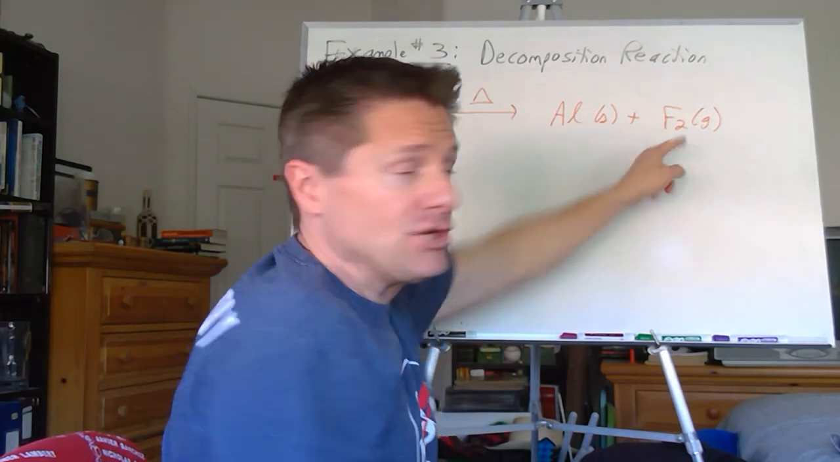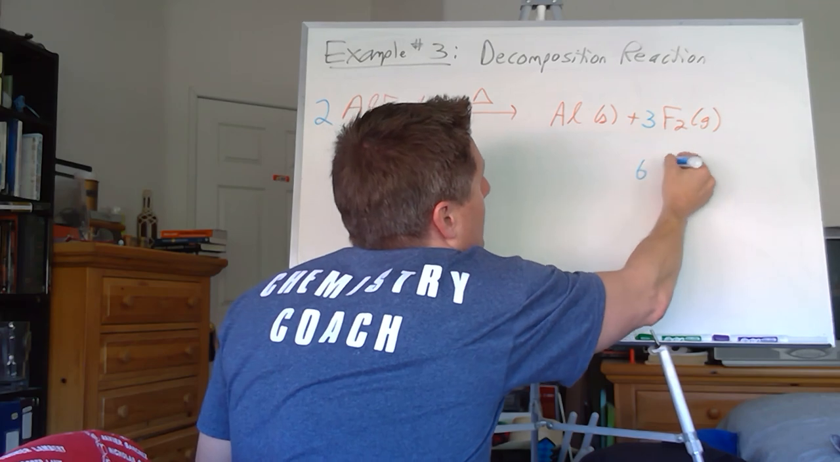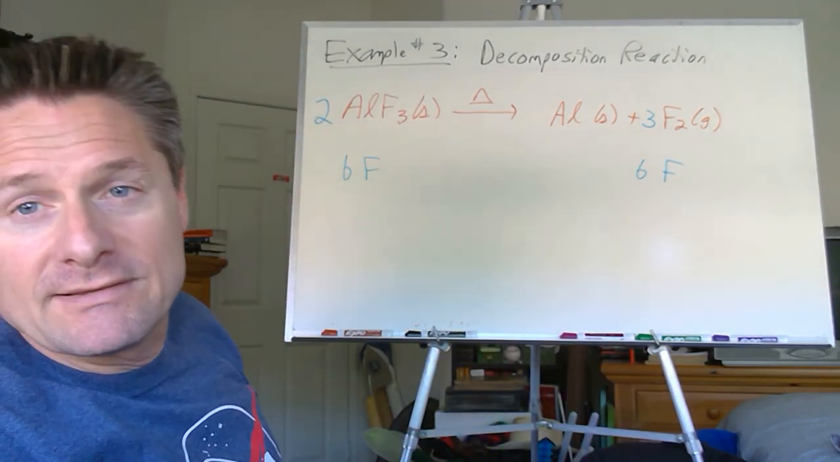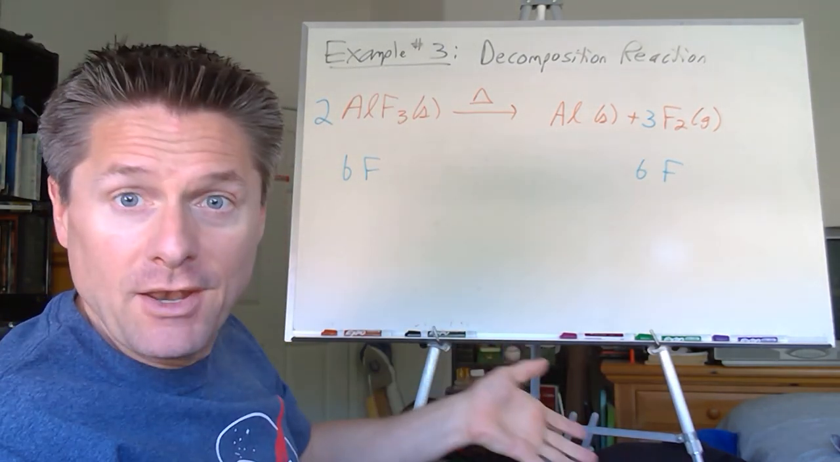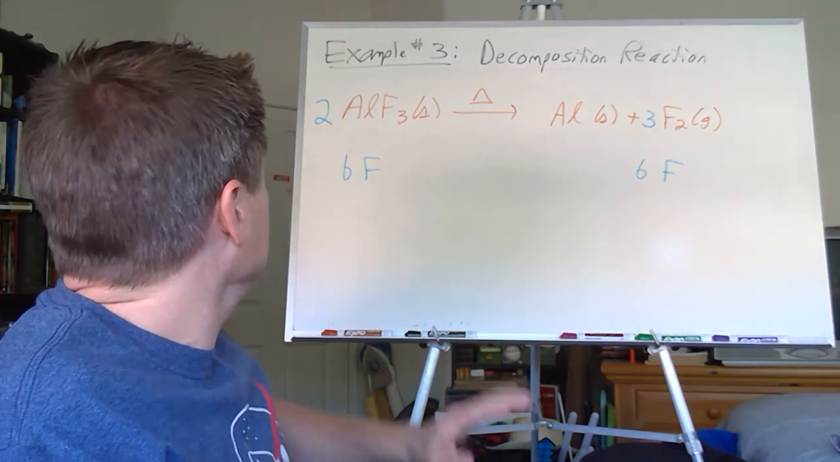So here, that's a 2. So if I put a 3 here, that would give me 6 fluorines. See how I worked that out? So if you've got an odd number on one side and an even number on the other, you can find the common multiple between them. Now let's take a look at the aluminums.